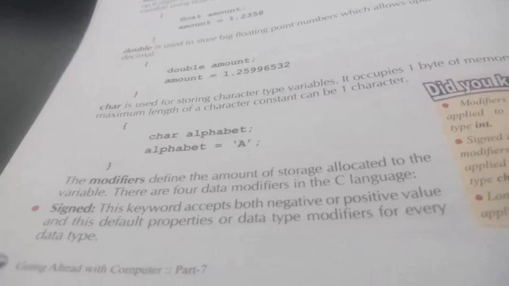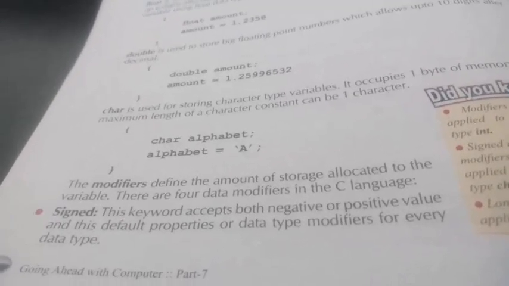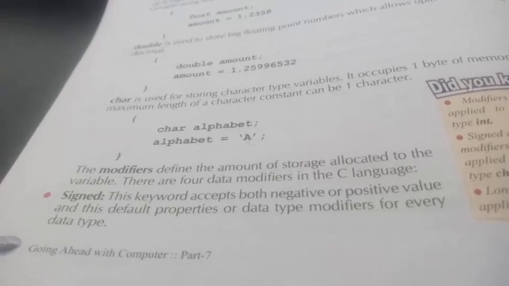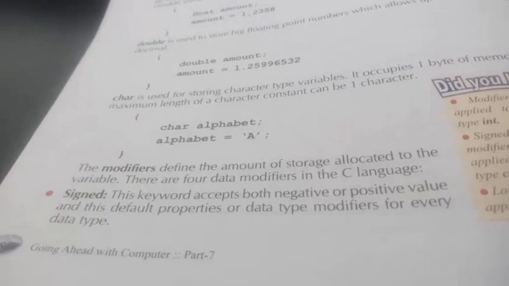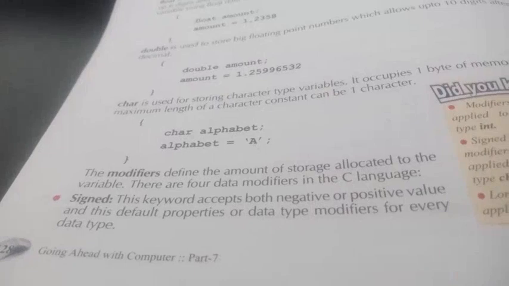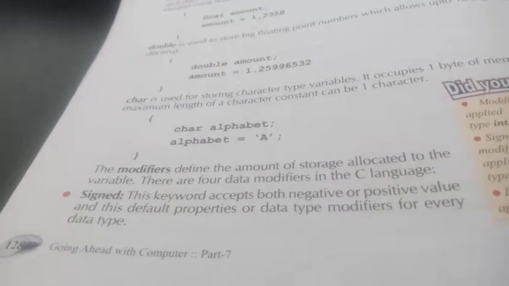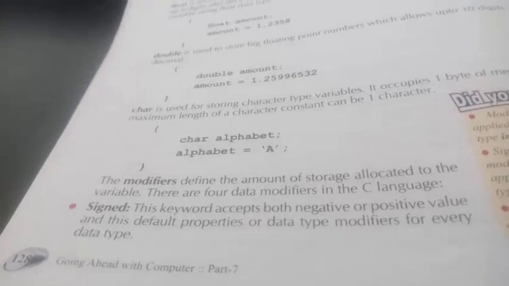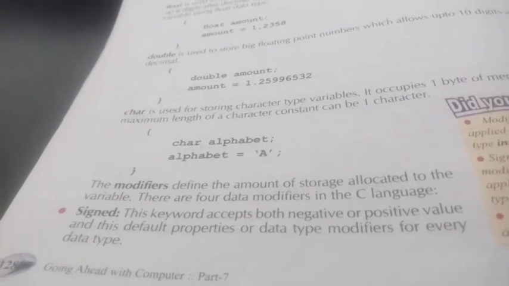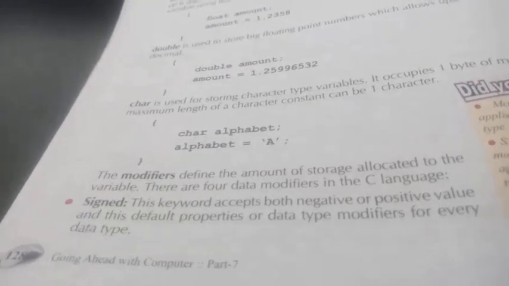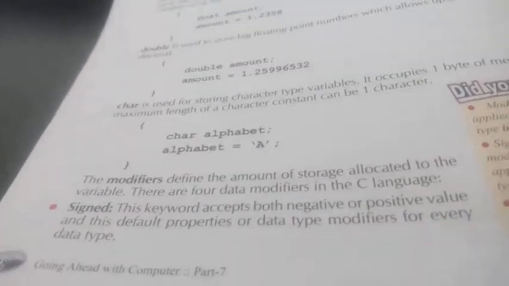You can see here signed. This keyword accepts both negative and positive values, and this is the default property or data type modifier for every data type. So when we need both in a program, if we need randomly negative and randomly positive numbers, we can use signed.